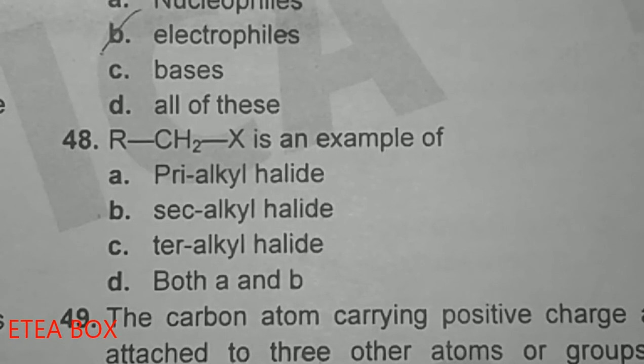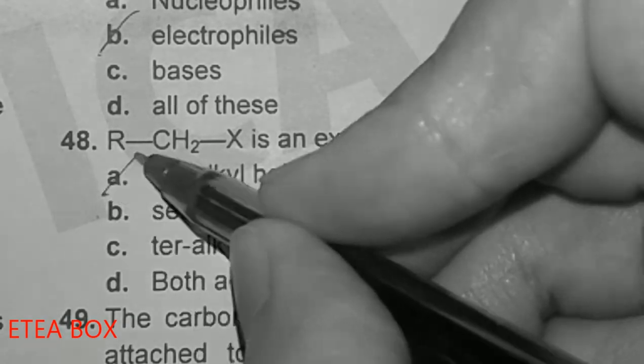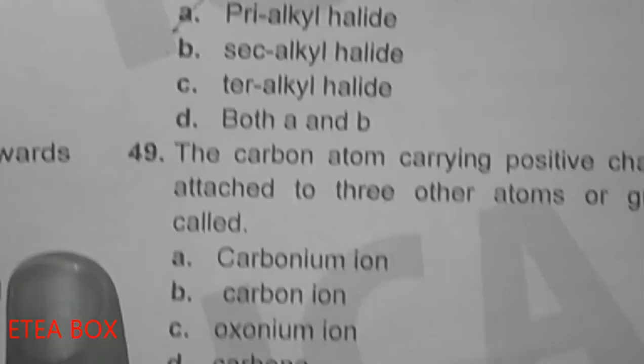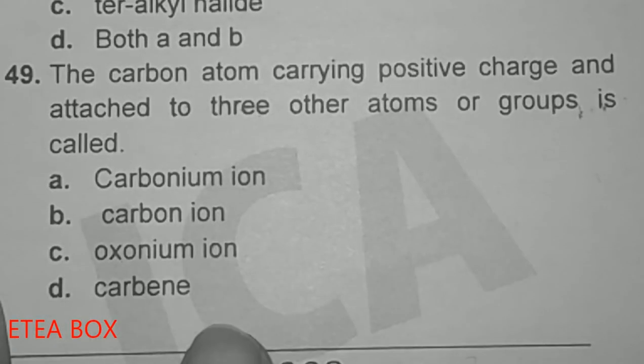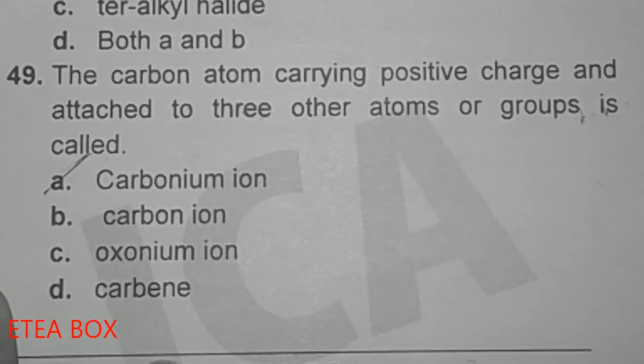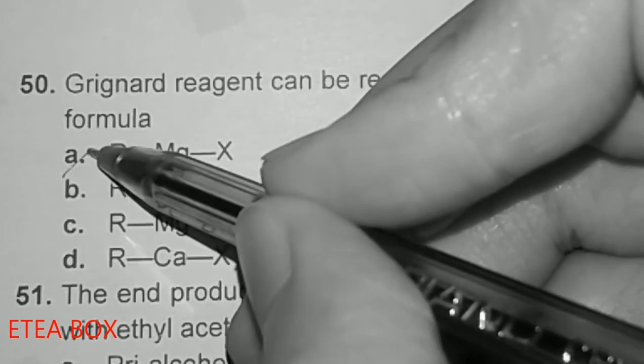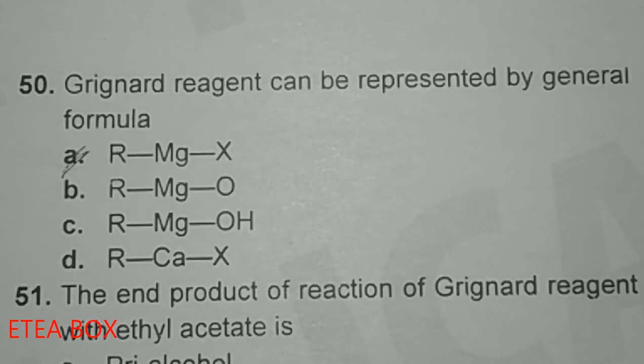48. RCH2X is an example of primary alkyl halide. Option A is correct. Next one. The carbon atom carrying positive charge and attached to 3 other atoms or groups is called carbonium ion. Option A is correct. The Grignard reagent can be represented by a general formula of RMgX. Option A is correct. This is the Grignard reagent.